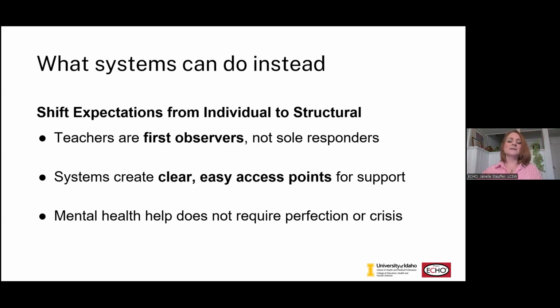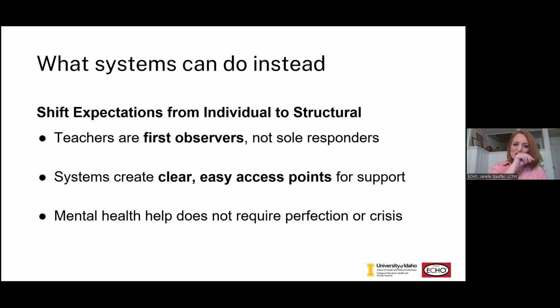So we want systems to create clear, easy access points for support. Think this could look like anonymous concern forms built into classrooms, universal wellness check-ins done in maybe one class. Advisory structures with emotional check-ins are a great place to do that. Drop-in counseling blocks that are normalized throughout the system. And then, of course, consultation-based support instead of referral-based support.